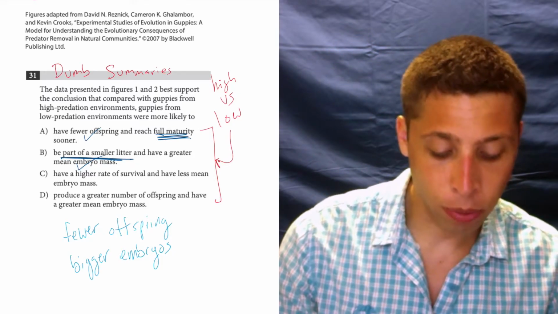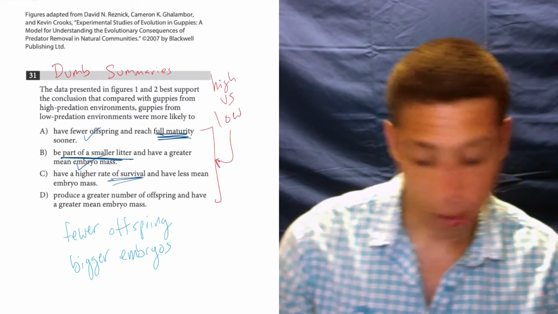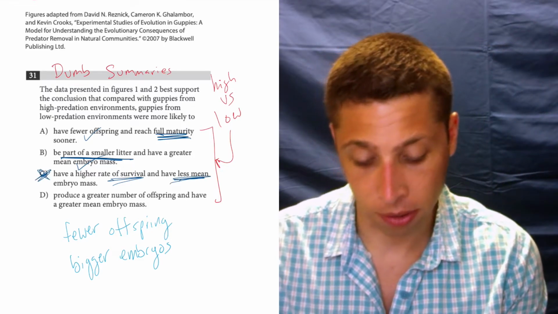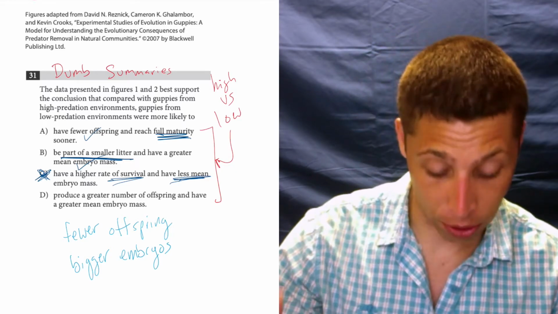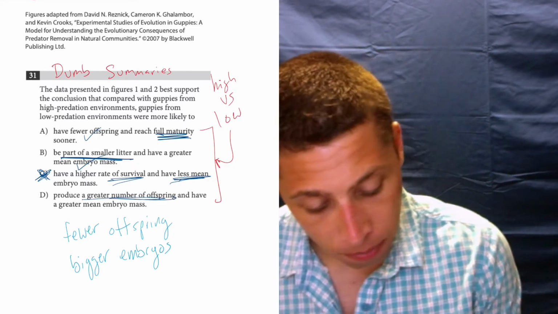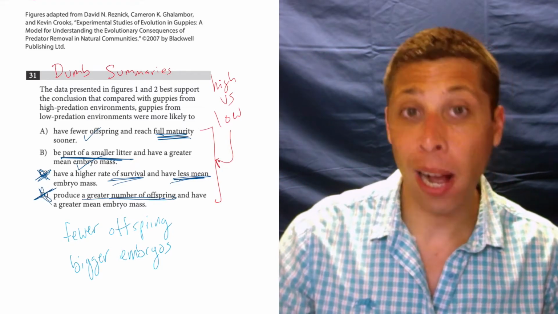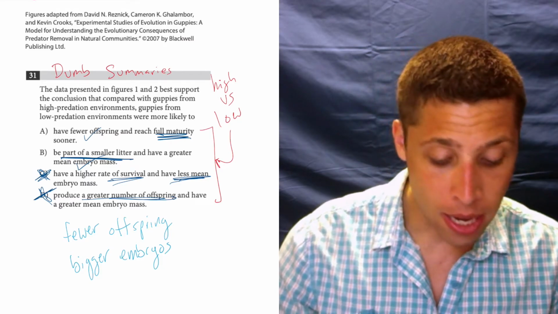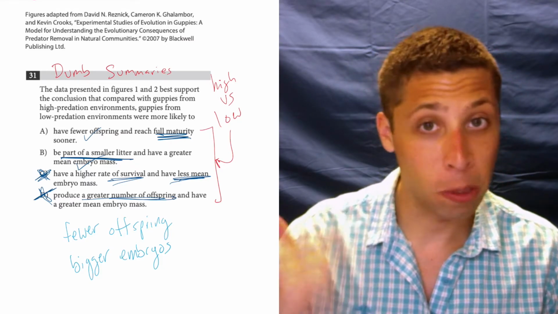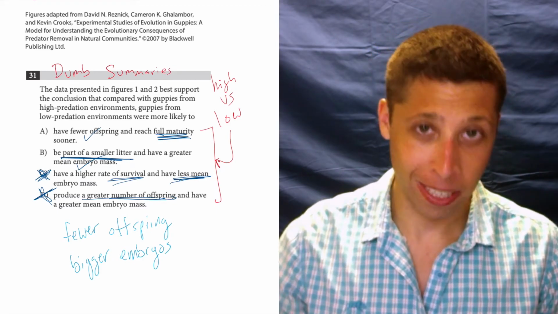C, have a higher rate of survival. Nope, they don't talk about that. And they have less mean embryo mass. That's definitely wrong. That's the opposite. We know that they have bigger embryos. D, produce a greater number of offspring. Nope. So, okay, well, here's the thing. C and D were opposites. A and B had a problem in each choice, but there was also something that was true based on what I wrote down. So this might happen to you.